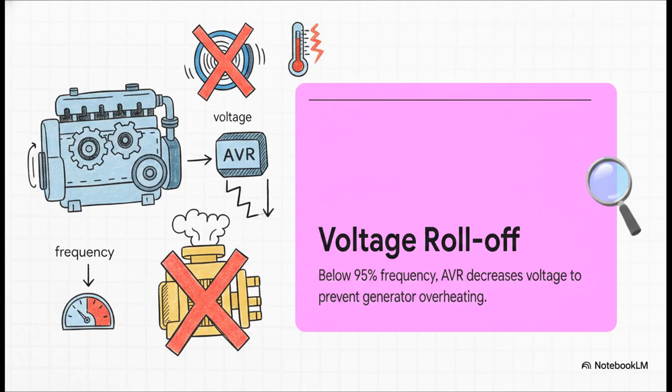But why? Well, because when a generator is running slow, its internal cooling fans are also running slow. If the AVR kept stubbornly trying to pump maximum excitation current into that rotor to keep the voltage up while the machine is struggling and poorly cooled, the generator would severely overheat. It would sustain massive thermal damage. So rolling the voltage down protects the machine from basically cooking its own windings.